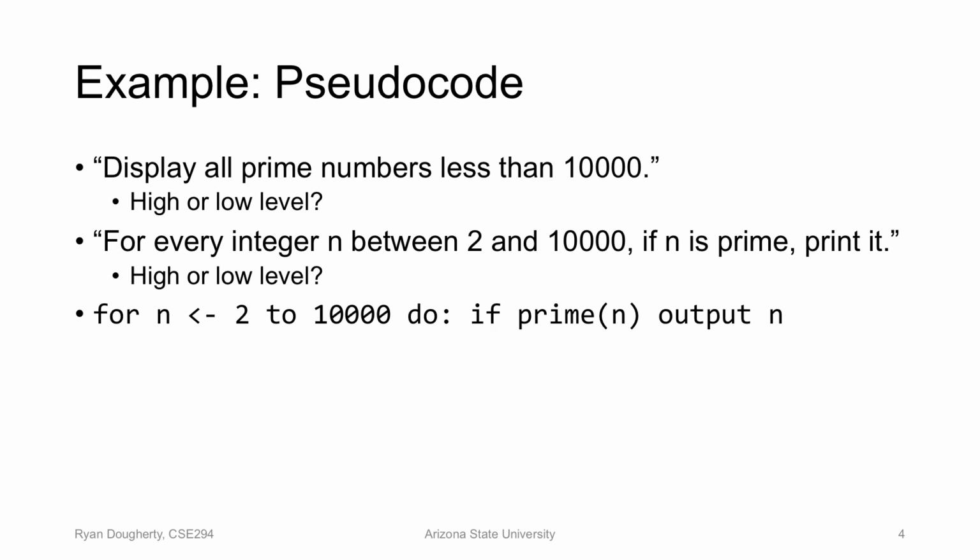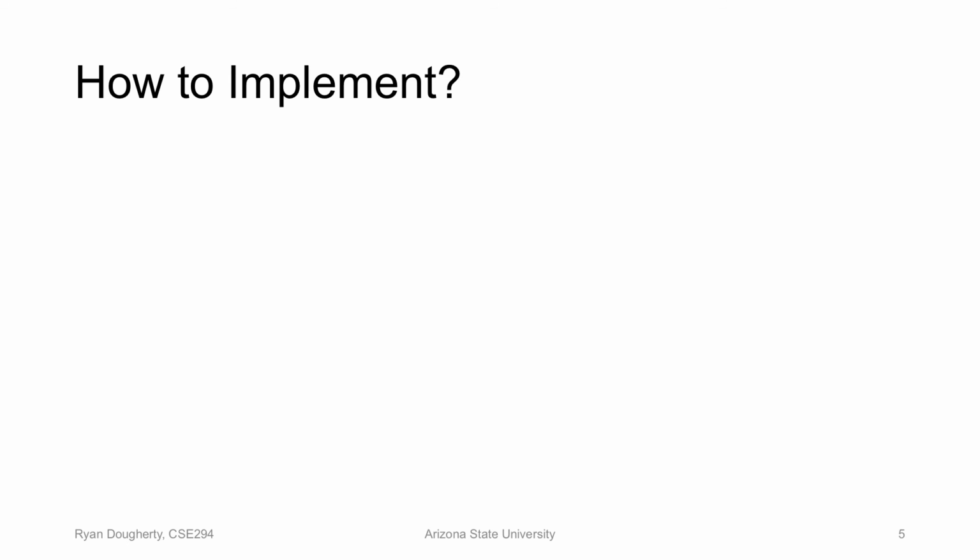How about this one? For n set to 2 to 10,000, do if prime, where prime is a function, output n. So do you think that's high or low level? That's definitely more low level than the previous two. So how to implement this? How do we implement testing if a number is prime?